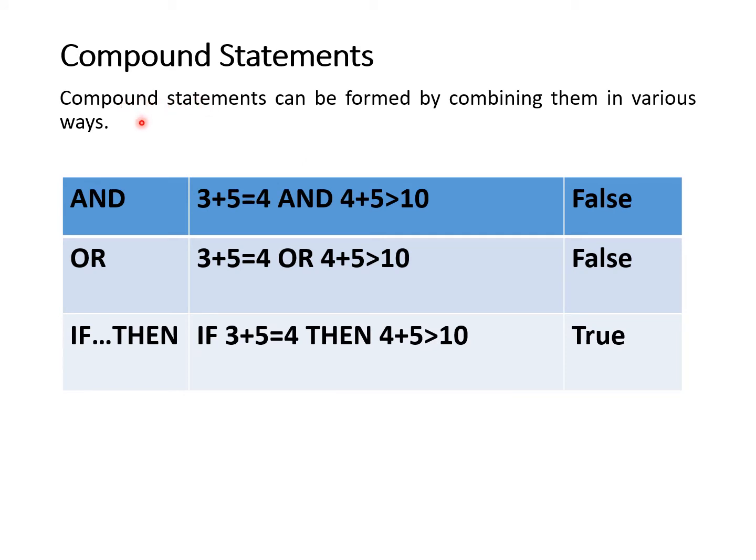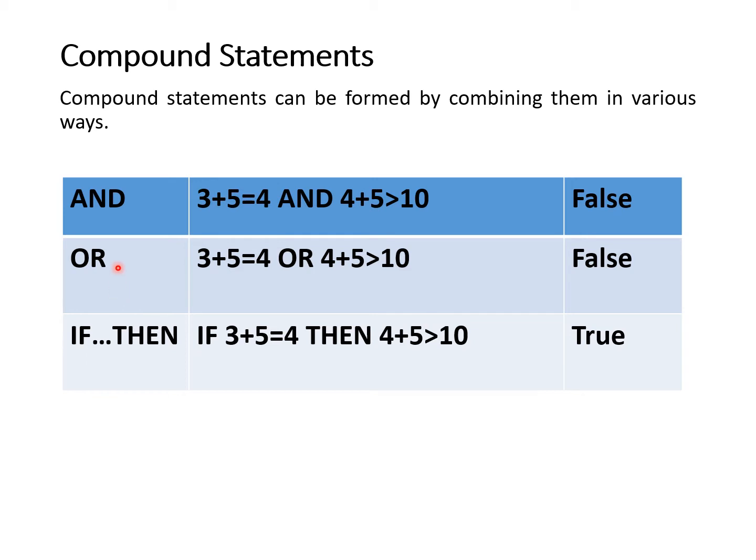Compound statements. Compound statements can be formed by combining them in various ways. The most popular words that we use to combine mathematical statements are and, or, if, then. For example, 3 plus 5 equals 4 and 4 plus 5 is larger than 10. The first statement, 3 plus 5 equals 4, is actually false. And the second statement, 4 plus 5 larger than 10, is also false. So both of them are false. Therefore, the final conclusion is also false.